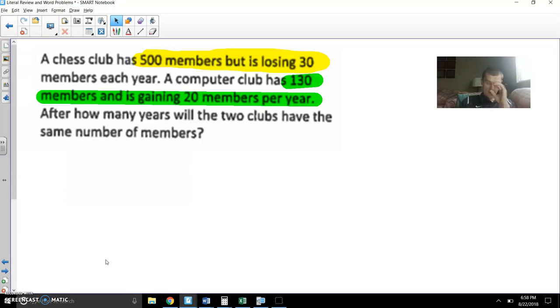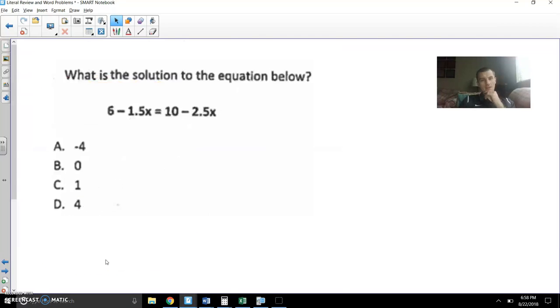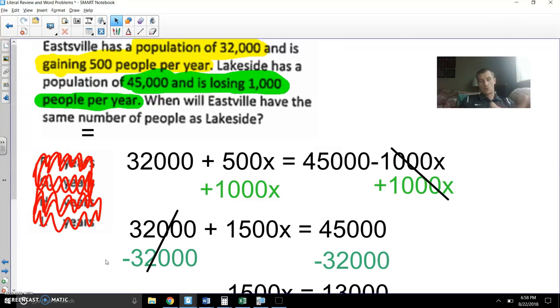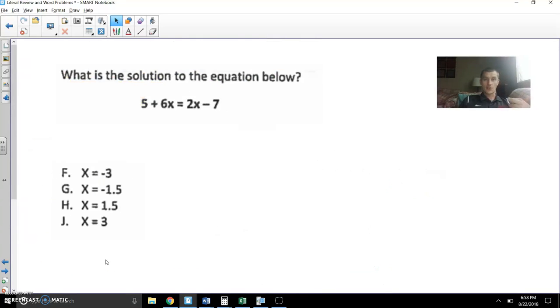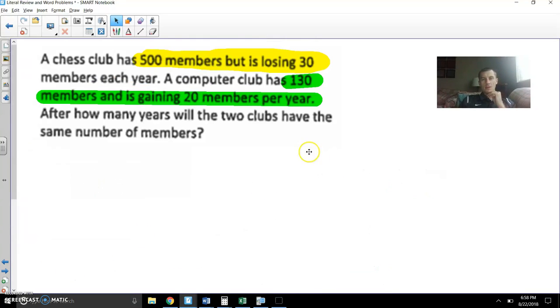It says a chess club has 500 members, but is losing 30 members each year. A computer club has 130 members and they're gaining 20 members each year. So this is very similar to the population situation. One of them's increasing, one of them's decreasing. And really it says after how many years will the clubs have the same number? Another word for same, equal. So if we can set up what the expression would be for the chess club, what the expression would be for the computer club, we can solve and figure out what x value, what number of years would make them the exact same.